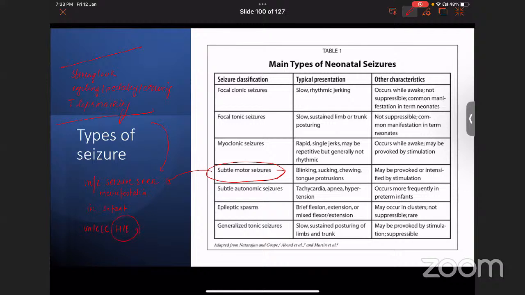Or else there will be a persistent tachycardia with apnea, with heart rate of more than 180 beats per minute, which is persisting for at least 5 to 10 minutes despite treating for all other causes. Then you have to suspect seizure and treat accordingly. Others, like focal tonic, myoclonic, epileptic spasm, are generally rare forms, but they also manifest. Most commonly, you see a subtle motor seizure in the newborn, most commonly because of HIE.